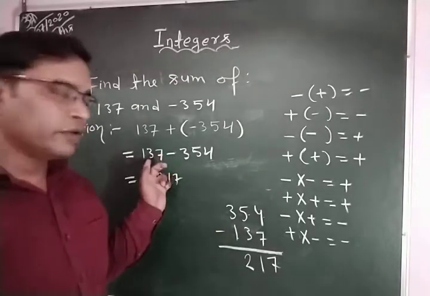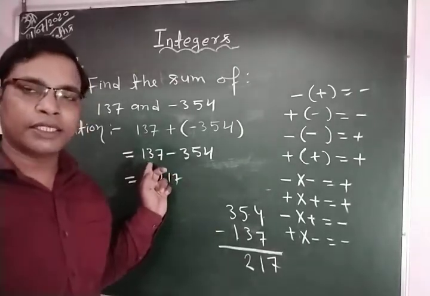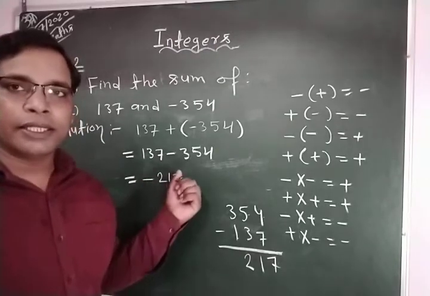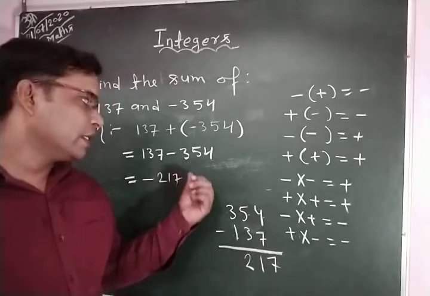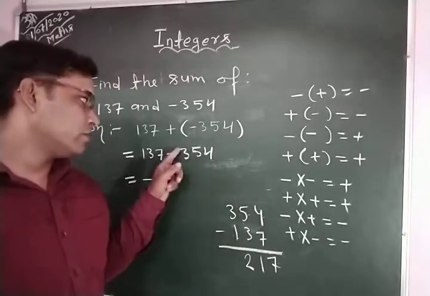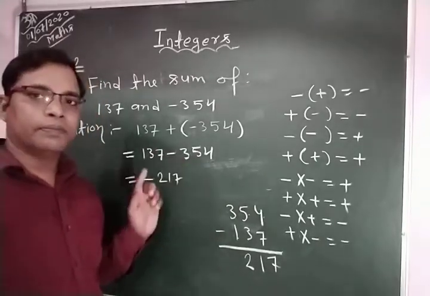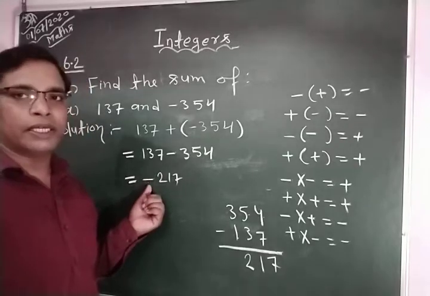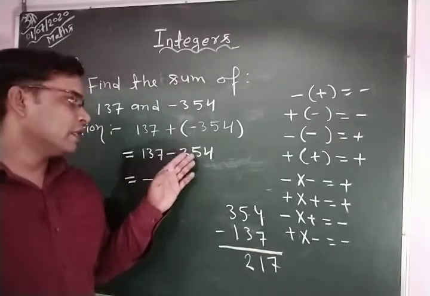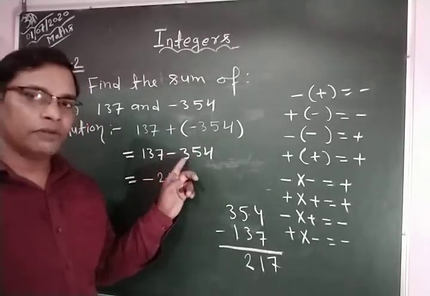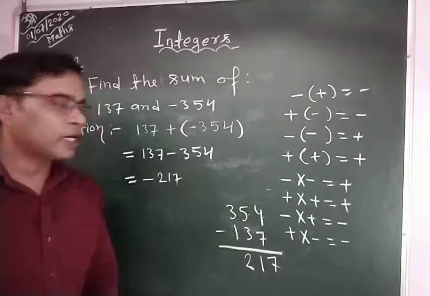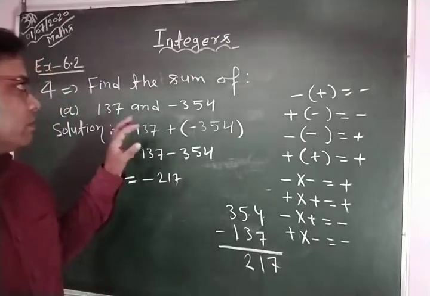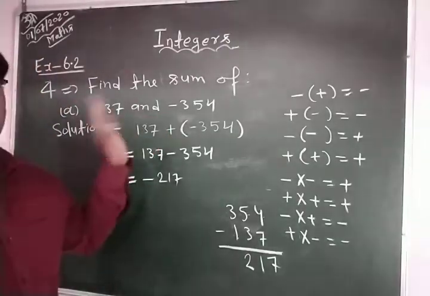So here you can see 137 is the smaller number and 354 is the greater number. And we use the sign of the greater number. The sign of the greater number is minus, so here we write minus first. After this we subtract this from this and we obtain 217. So students, I hope all of you understood how to sum these given two integers.